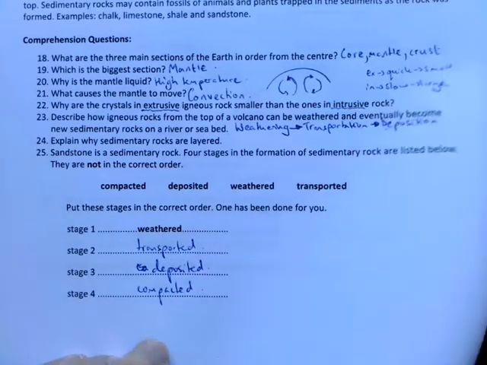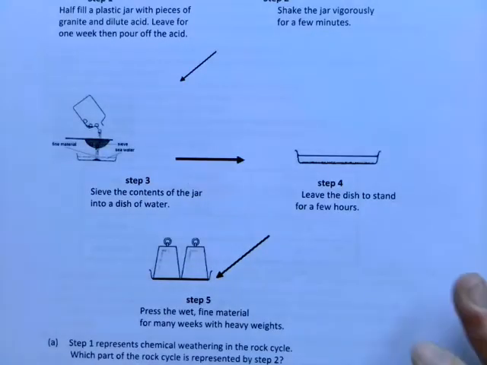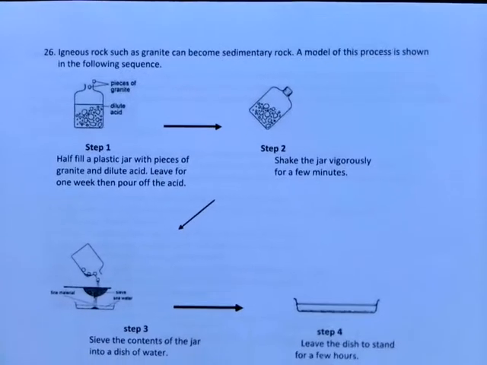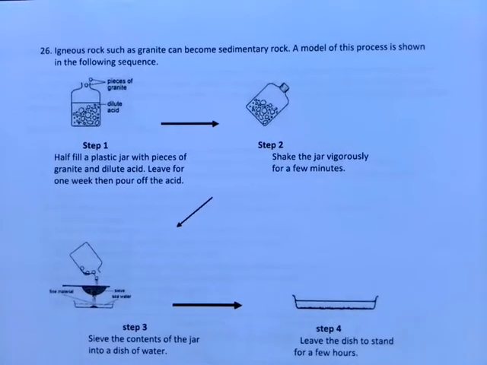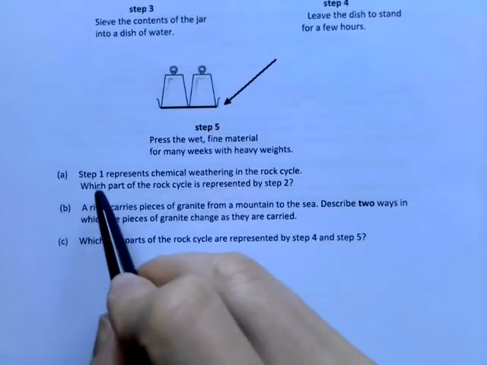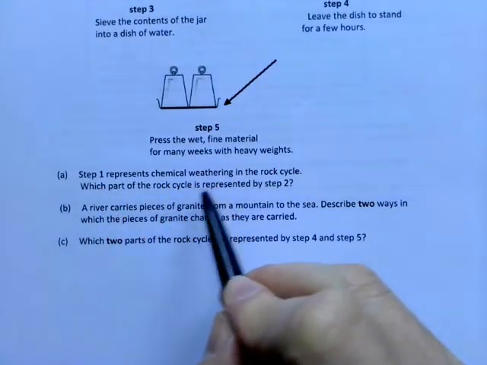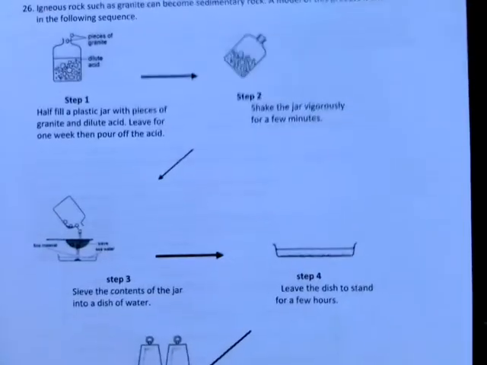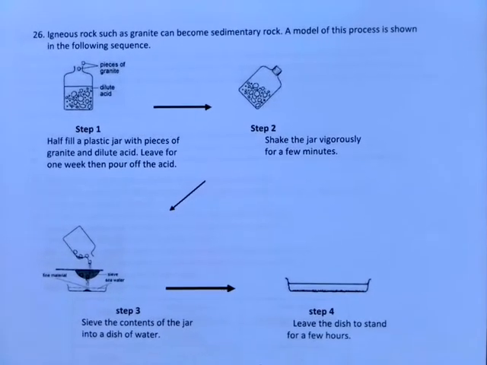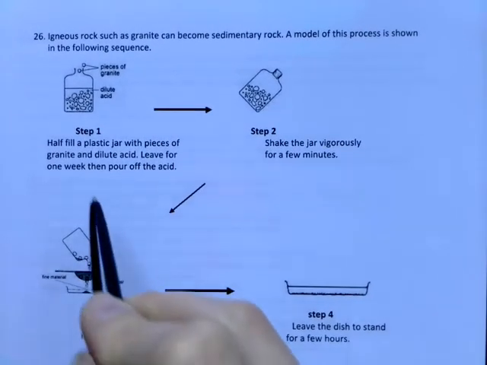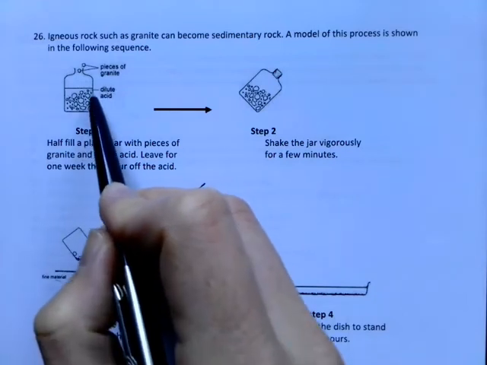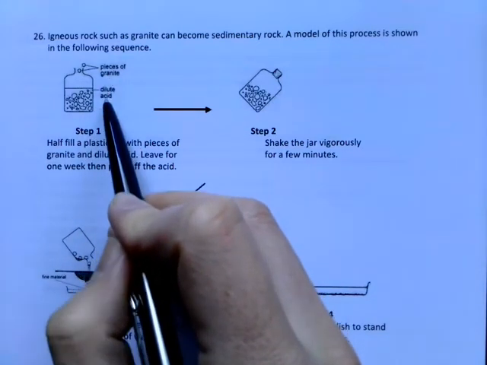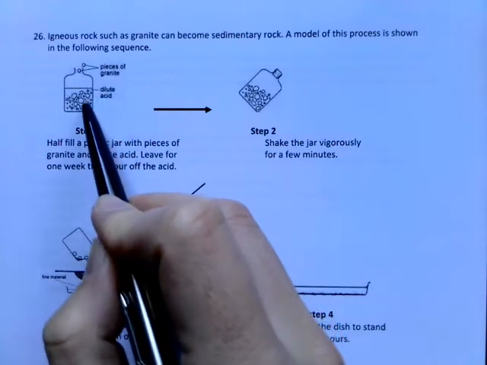Okay, and then there was one more question, which was question 26. Igneous rock, such as granite, can become sedimentary rock. A model of this process is shown below. And the question A is, step 1 represents chemical weathering in the rock cycle. Which part of the rock cycle is represented by step 2? Okay, so we can see here that step 1 is chemical weathering, because it is the pieces of granite with dilute acid. So that's a chemical process.